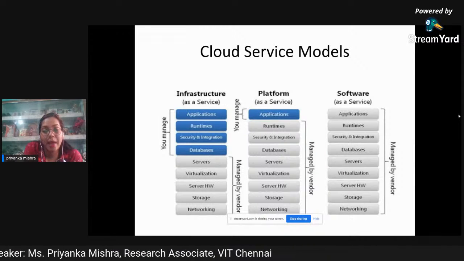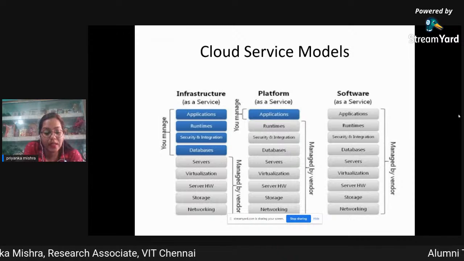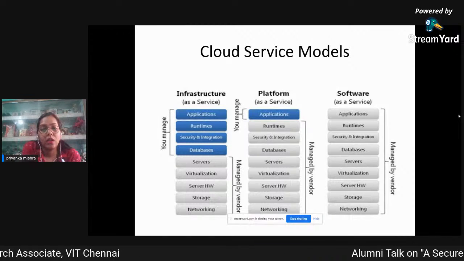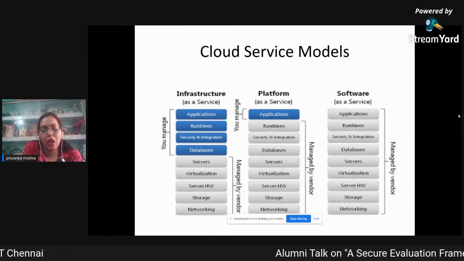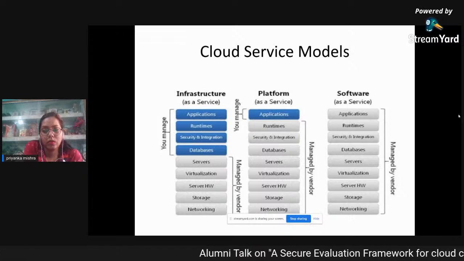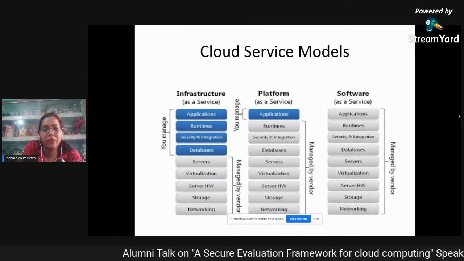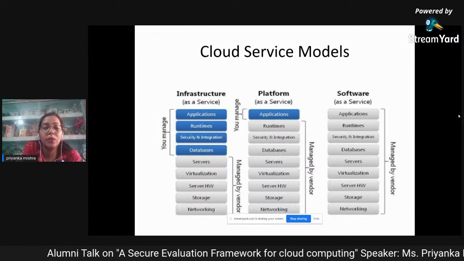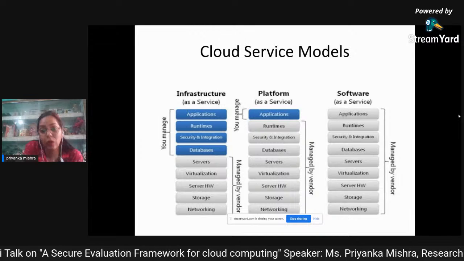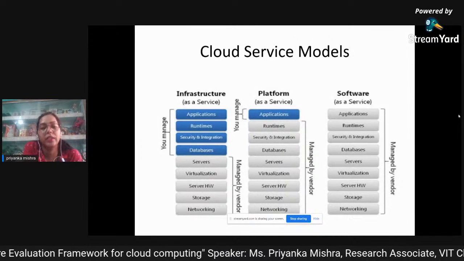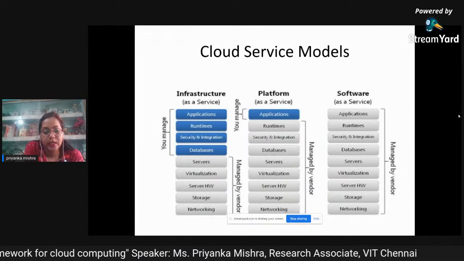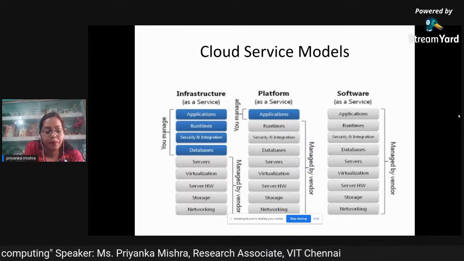We can say a perfect example of platforms is Salesforce, and mostly these are the kind of servers we get for working on networking and also internet servers like that. So next is software as a service.